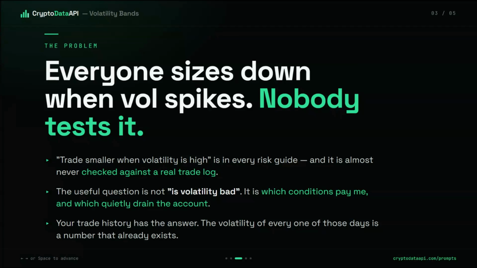The question isn't really, is volatility bad, but which volatility conditions actually win more and which ones lose more? And how can we use the Crypto VIX indicator to apply better risk management to our trading agents?